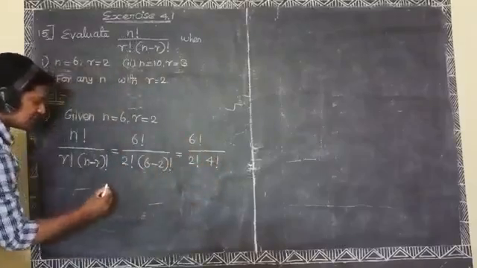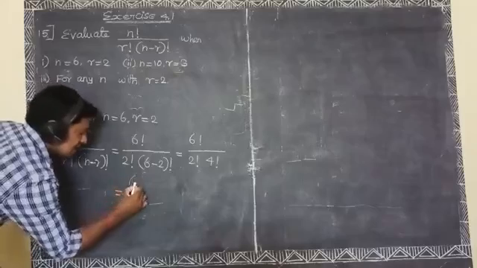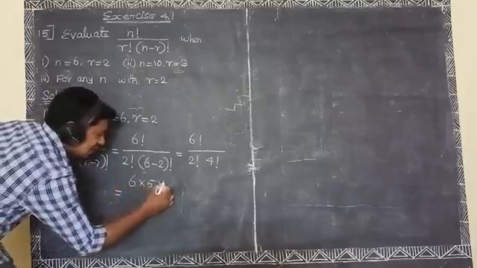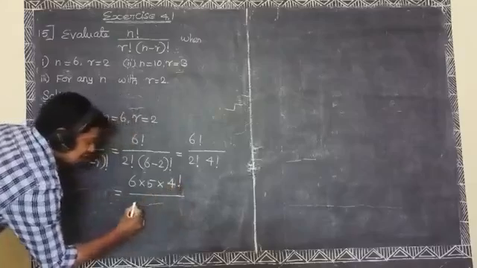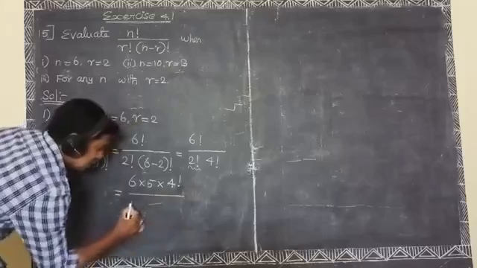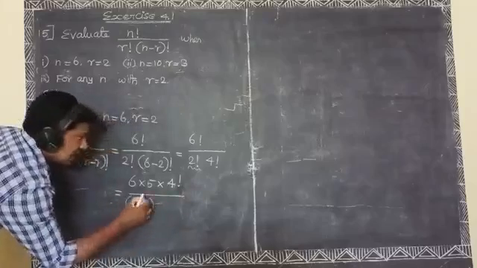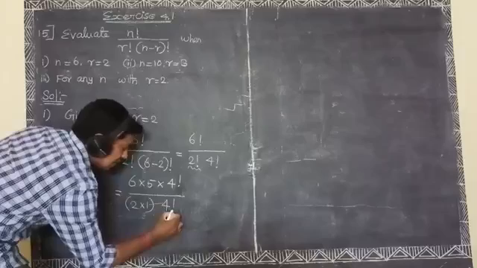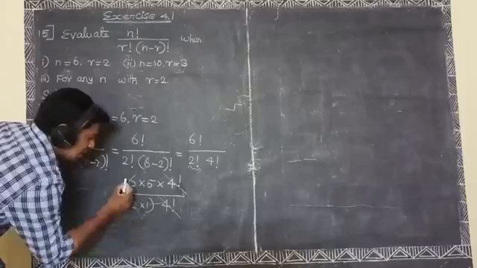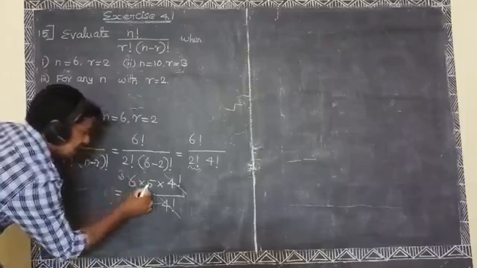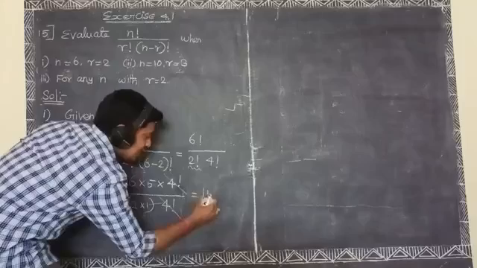Okay, then numerator we can rewrite to 6 into 5 into 4 factorial. Then the denominator is 2 factorial is 2 into 1 and 4 factorial, product to 4 factorial. 4 factorial are cancelled. 2 and 6 simplify, we get 3. Okay, 3 into 5 which is equal to 15.